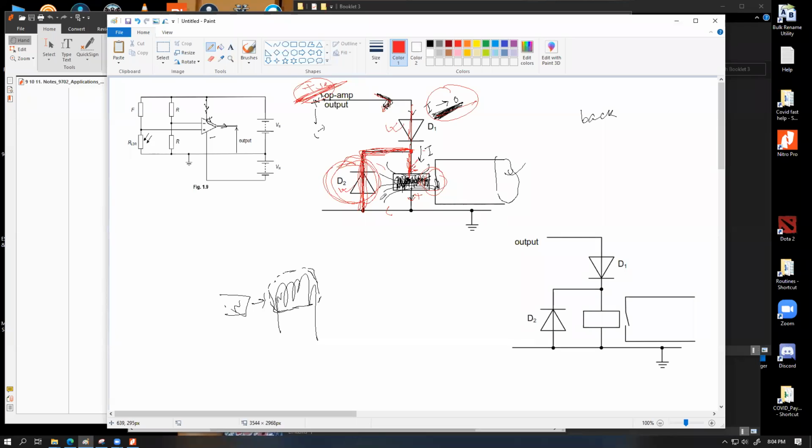Which means that in those cases this diode simply should be flipped vertically like this, and this one should also become like this. So you have to read from the question and be careful what kind of output you want to operate it for. If you want it to operate for a negative supply, this is the diode direction. If you want it to operate for a positive supply, then this original figure is your diode direction.